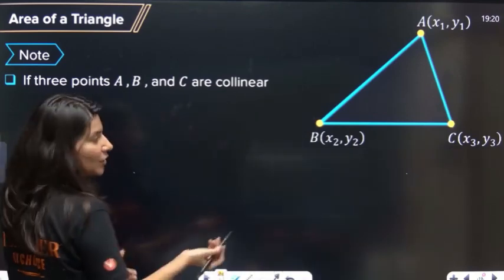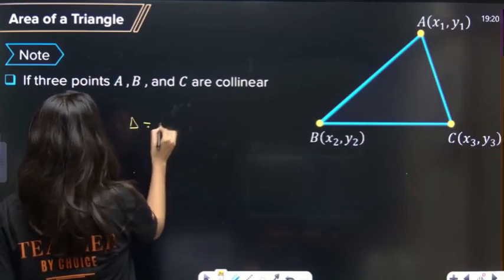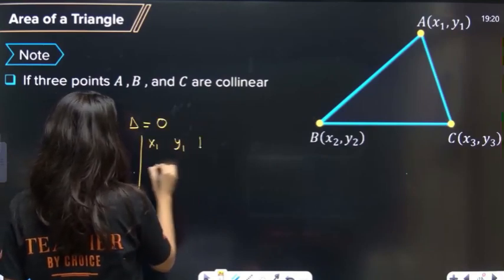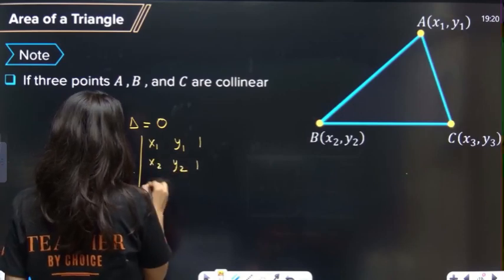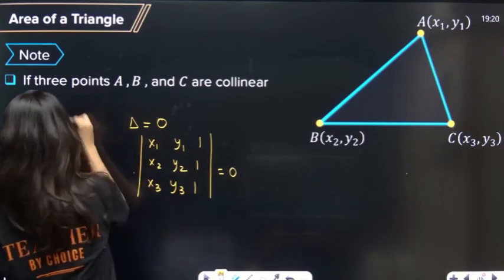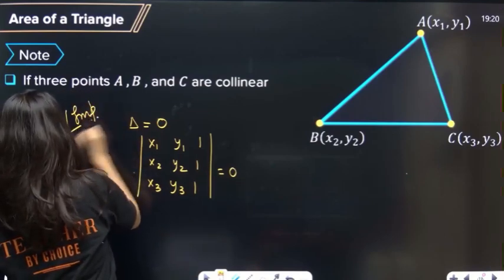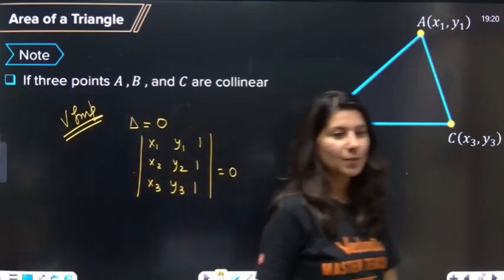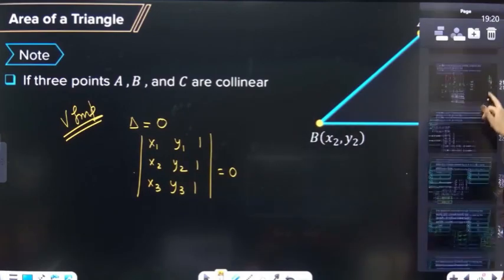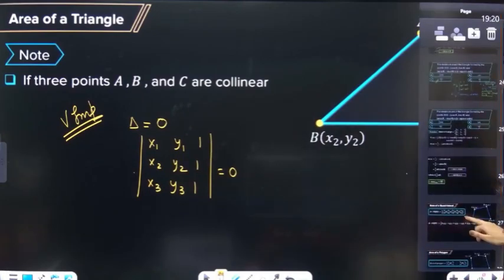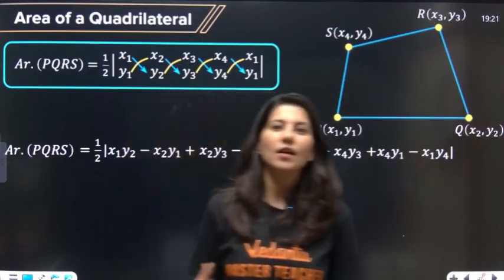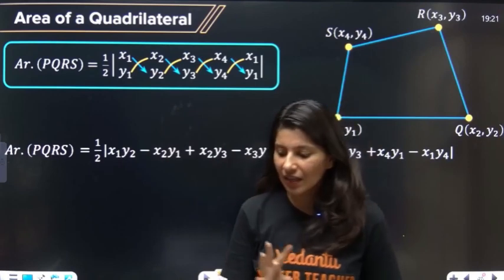Okay. So right now, we have determinants. If 3 points are collinear, area will be 0. If area is 0, then the determinant with rows x1, y1, 1, x2, y2, 1 and x3, y3, 1 is 0. This is very important for your JEE Main. When area becomes 0, there is no need of half, okay. Now, the next topic is area of quadrilateral, wherein there are 4 points.